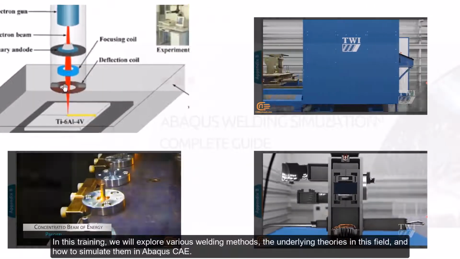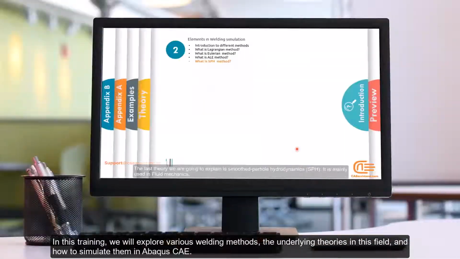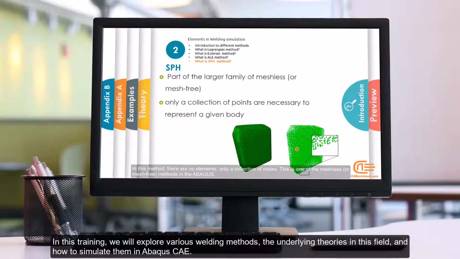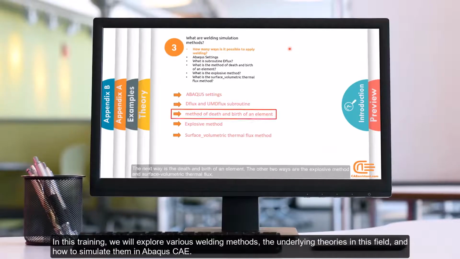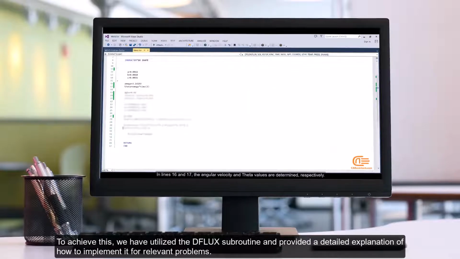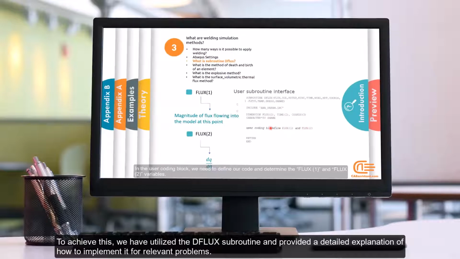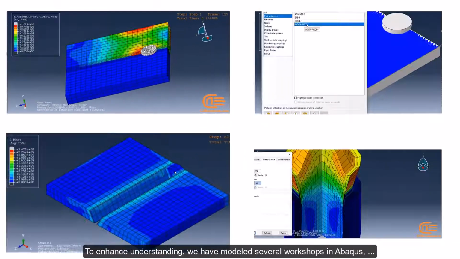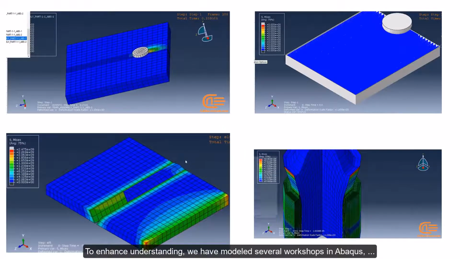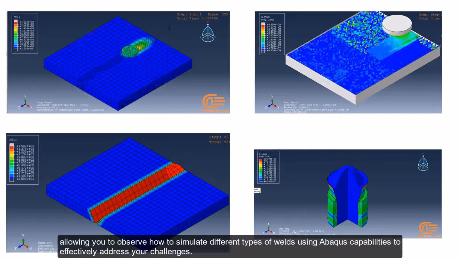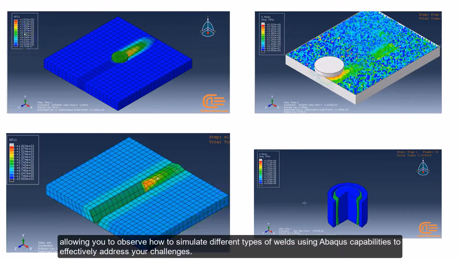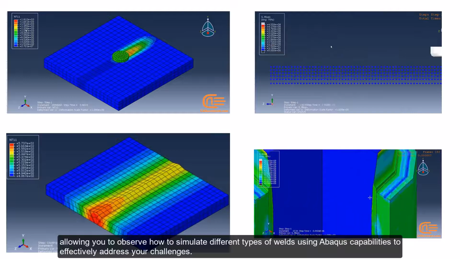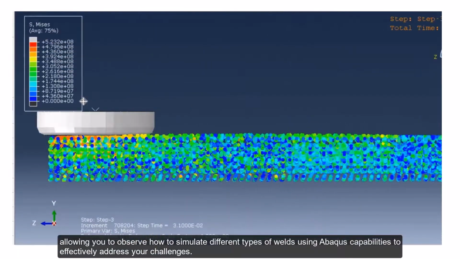In this training, we will explore various welding methods, the underlying theories in this field, and how to simulate them in Abaqus CAE. To achieve this, we have utilized the DFLUX subroutine and provided a detailed explanation of how to implement it for relevant problems. To enhance understanding, we have modeled several workshops in Abaqus, allowing you to observe how to simulate different types of welds using Abaqus capabilities to effectively address your challenges.